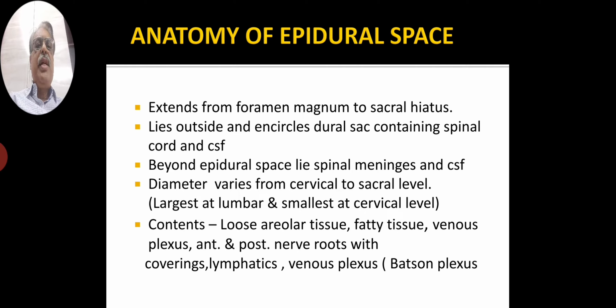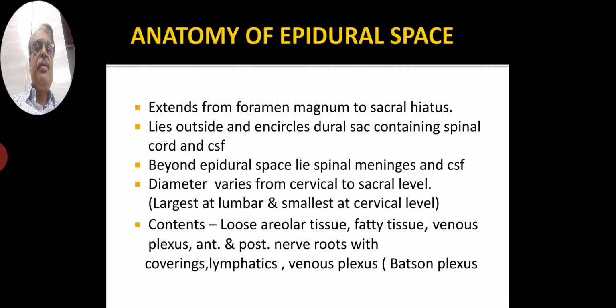Now we will see the anatomy of the epidural space. Epidural space extends from foramen magnum to sacral hiatus. It lies outside and encircles the dural sac, which contains spinal cord and CSF. Beyond the epidural space lie the spinal meninges and CSF. The diameter of the epidural space varies from cervical to sacral region. It is largest at lumbar and smallest at cervical level.